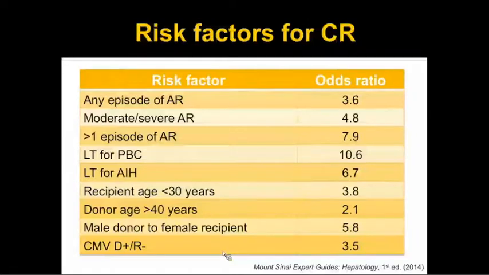For chronic rejection, for the sake of time, I'm summarizing here data from a number of different studies. So as you might expect, having episodes of acute rejection and particularly severe or steroid refractory episodes increases risk of developing chronic rejection and graft failure. Being transplanted for PBC and autoimmune hepatitis also increases the risk. Young recipient age or old donor age also do.